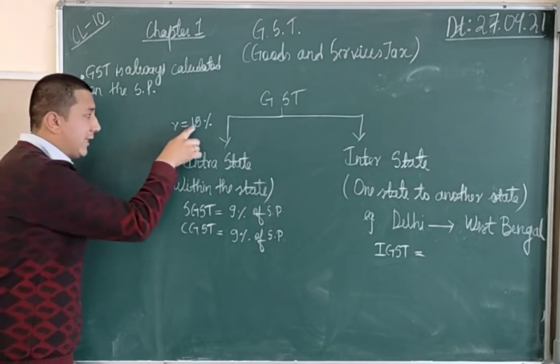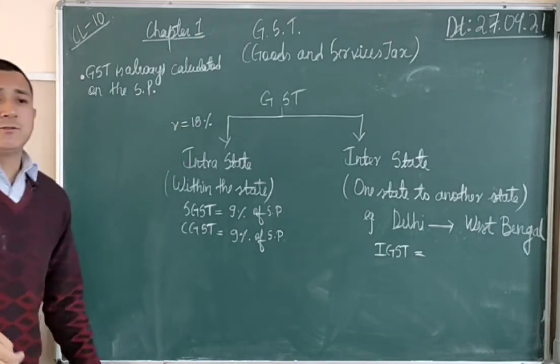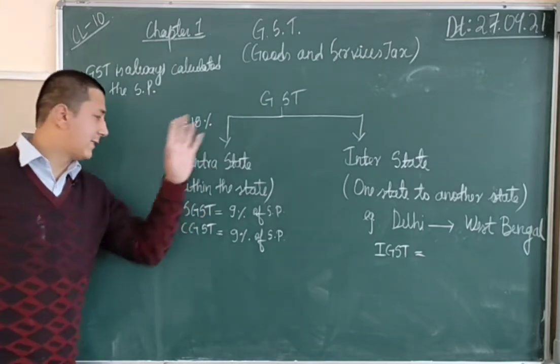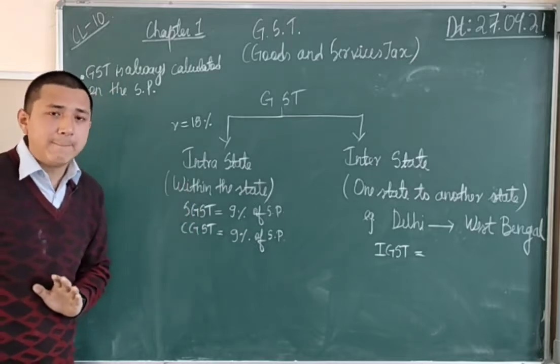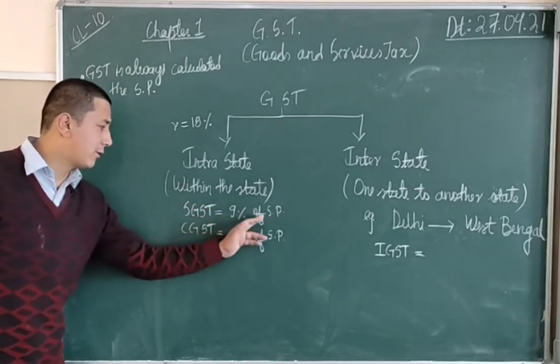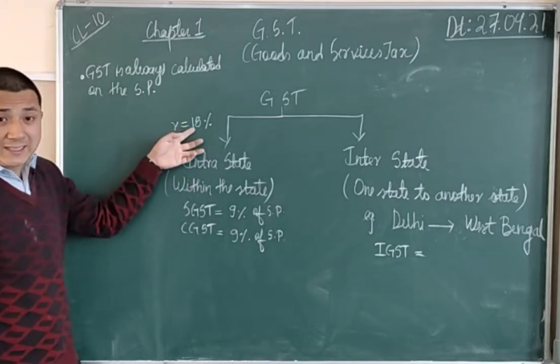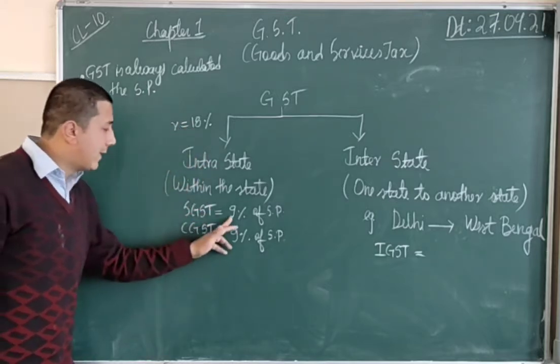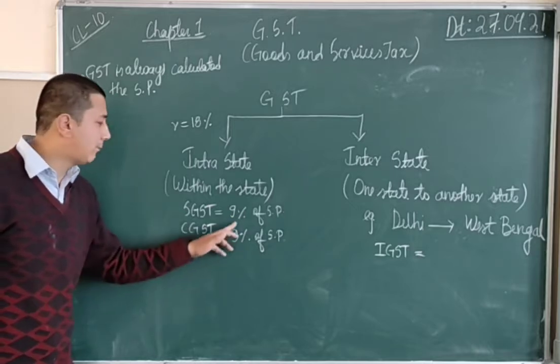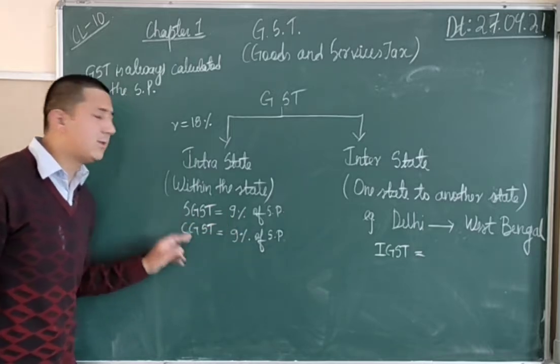If the rate of GST is 18%, it will be divided between the central government as well as the state government. So we have to pay the money to central as well as to state. And how will I pay? With the rate of GST, if it is 18, just divide it by 2: 9% SGST, 9% CGST.